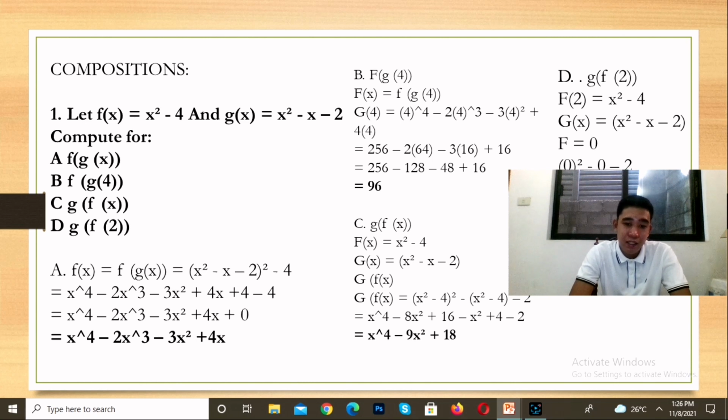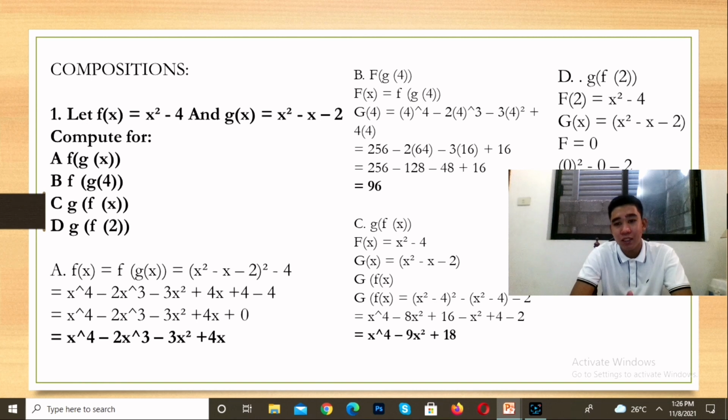And sa C, g of f of x, f of x equals x squared minus 4. g of x equals x squared minus x minus 2. g of f of x equals x squared minus 4 squared minus x squared minus 4 minus 2. x raised to 4 minus 8x squared plus 16 minus x squared plus 4 minus 2. So the answer is x raised to 4 minus 9x squared plus 18.